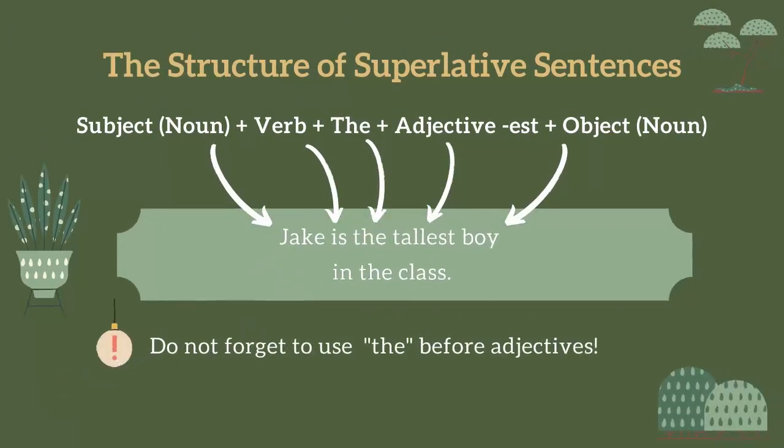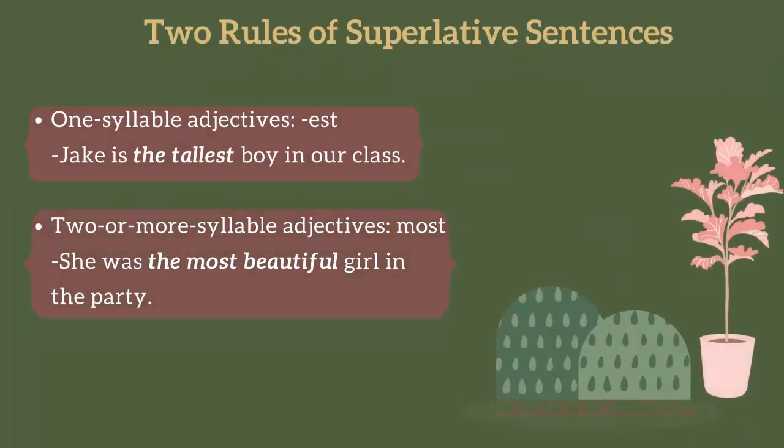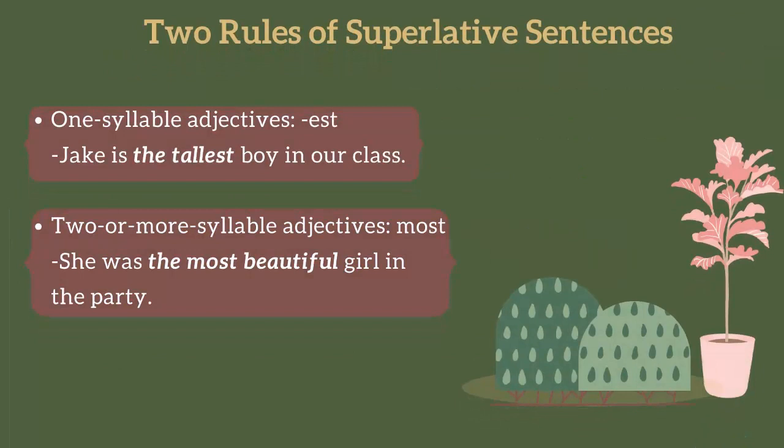The structure of superlative sentences. We use this order to create the sentences: subject, verb, article the, adjective, and object. Let's give an example. Jake is the tallest boy in the class. But please do not forget to use the article the before adjectives. There are two rules we must obey while creating superlative sentences.